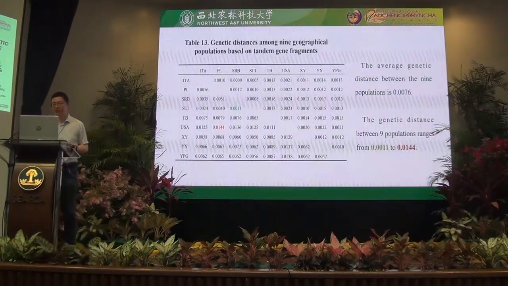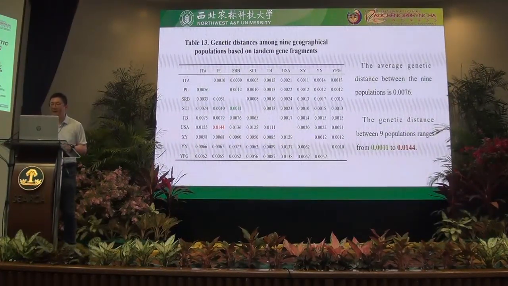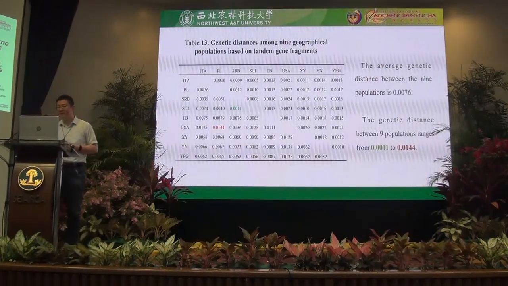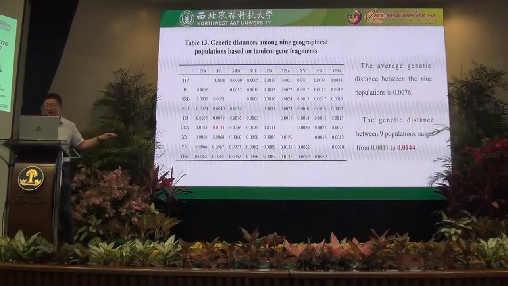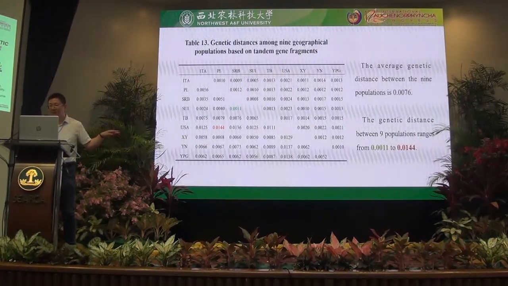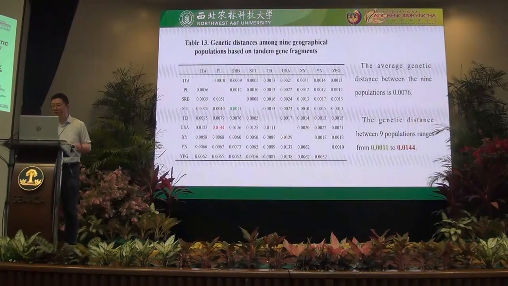This table shows genetic distance among nine geographical populations based on tandem gene fragments. So I will read: the average genetic distance between the nine populations is 0.0076, and the genetic distance between nine populations ranges from 0.0011 to 0.0144.